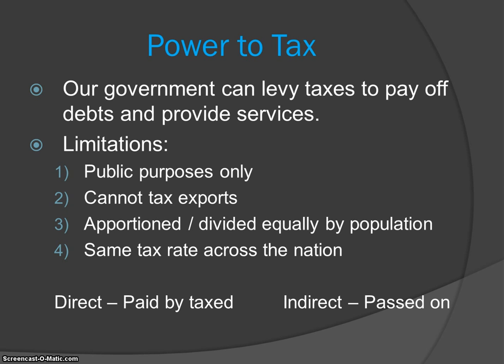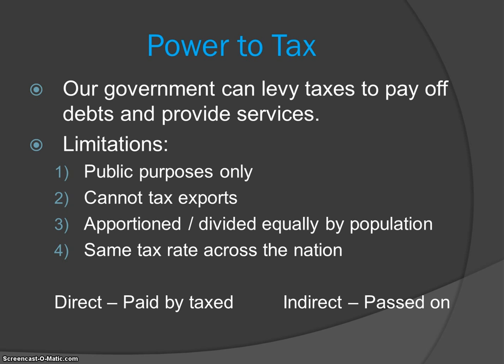The third limitation deals with apportioning those taxes. It says that they must be divided up evenly on the basis of population. And the fourth one says that there must be the same tax rate across the nation, so certain areas can't be taxed more heavily than other states or regions.